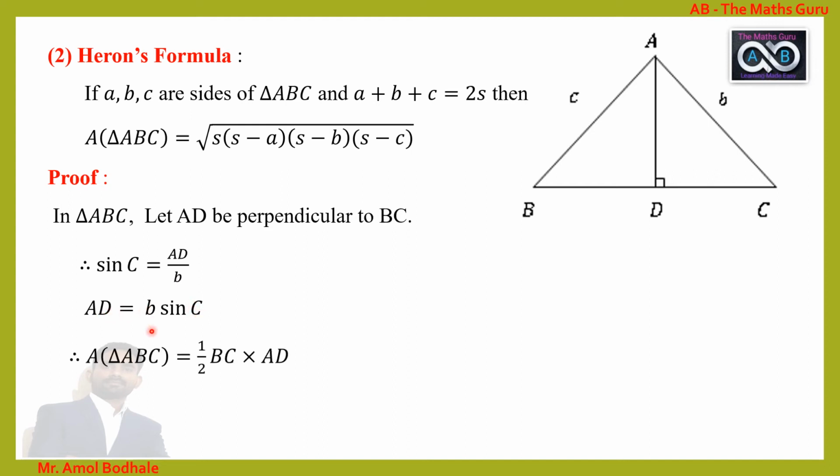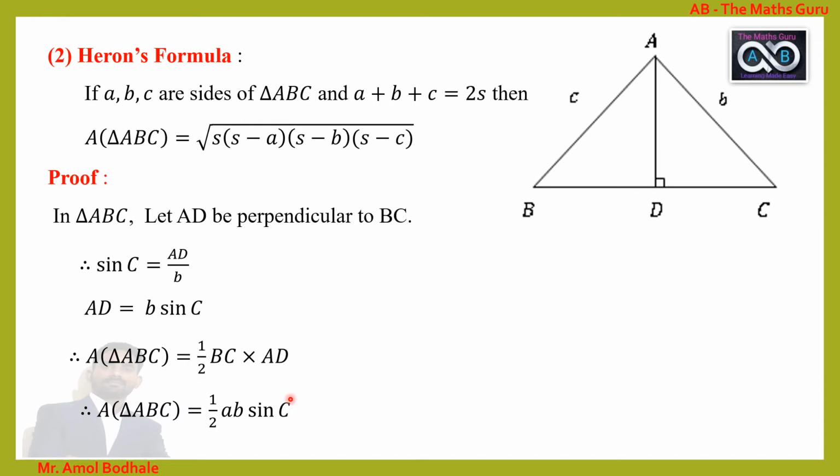So as we know, the area of triangle ABC equal to half into base, that is BC, into height AD. So we'll replace the value BC, that is this side, which is opposite of angle A, that is small a, and AD, which is b sine C. So we get here area of triangle ABC is half into ab sine of C.